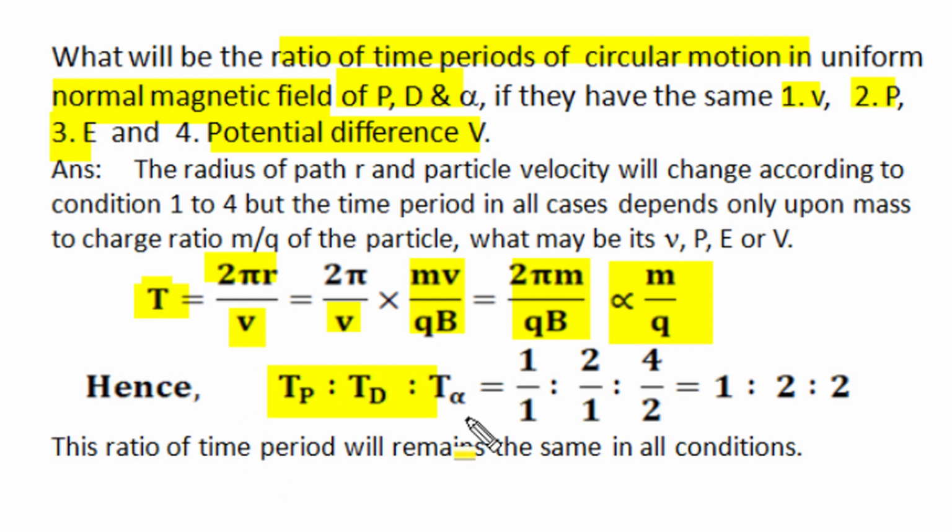For proton, deuteron, alpha, the mass of proton is 1 unit, the mass of deuteron is 2 units, and the mass of alpha, 2 protons and 2 neutrons, is 4 units. The charge of proton and deuteron is 1 unit, and the charge of alpha is 2 units. So this ratio is 1:2:2. Whatsoever the velocity, momentum, energy, or accelerating potential difference, the 3 particles proton, deuteron, alpha in the same magnetic field will perform circular motion with time period ratio 1:2:2.